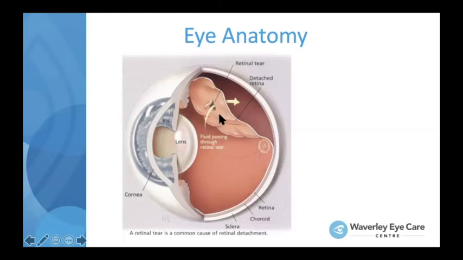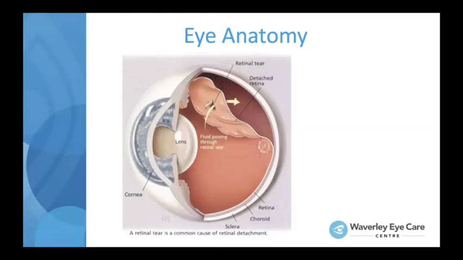We'll usually send the patient the same day or the next day, and they'll need to get that repaired, either using a laser to seal up around the tear so it doesn't spread, or if it's a detachment, then it will require a surgical procedure to fix it.